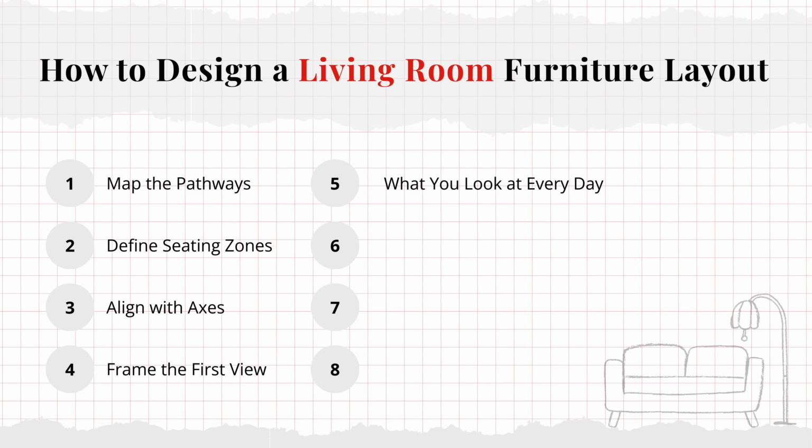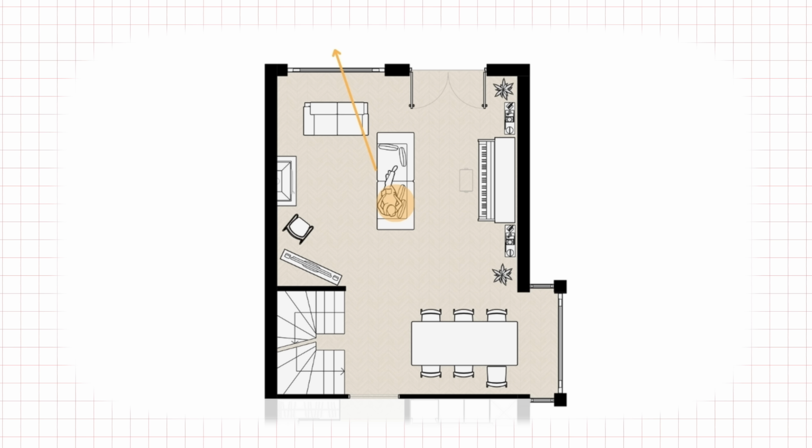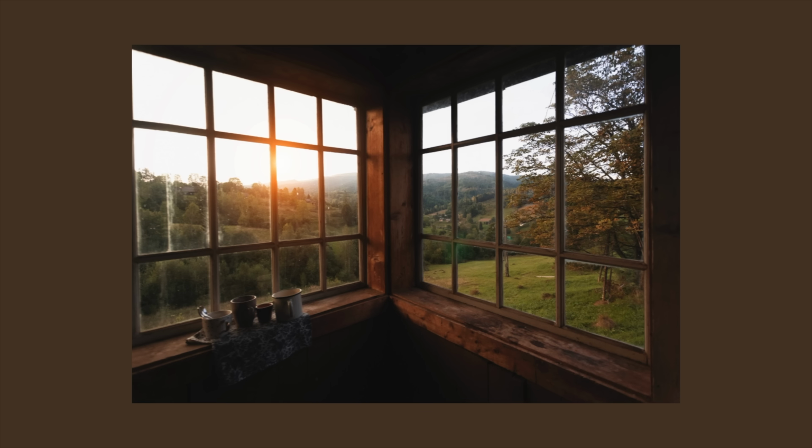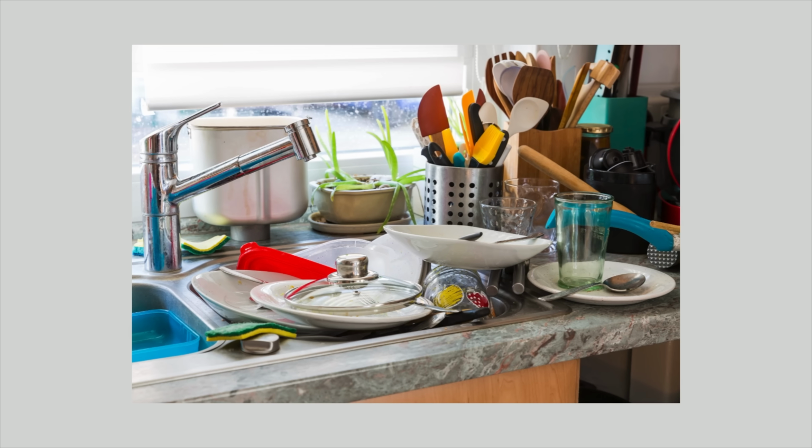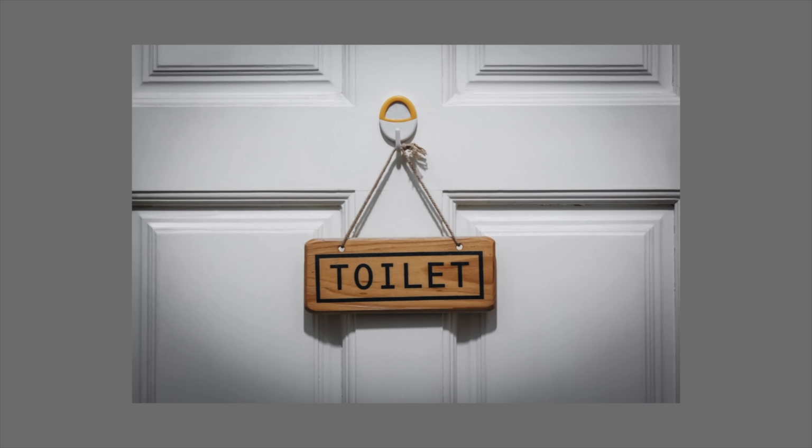So the next step is to consider the sightlines from places where you'll actually be spending time. So that's either from the sofa or the dining table or your favorite armchair. What is in front of you? Do you have access to a window? Or are you looking at dirty dishes or the door to the toilet?